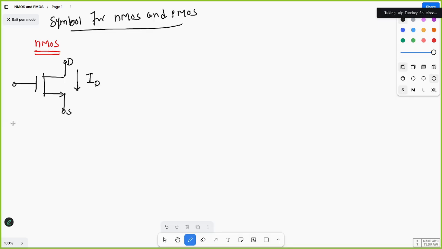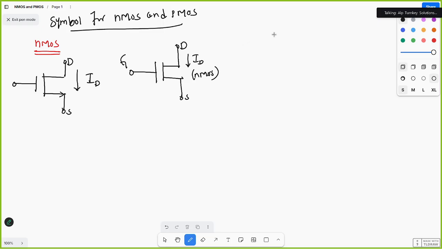This is NMOS. Or you can represent it like this also. In CMOS, you'll simply represent NMOS like this. So this is gate, drain, and this one is source. ID flows from drain to source.